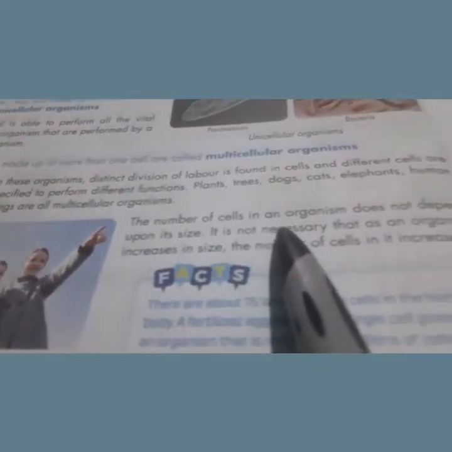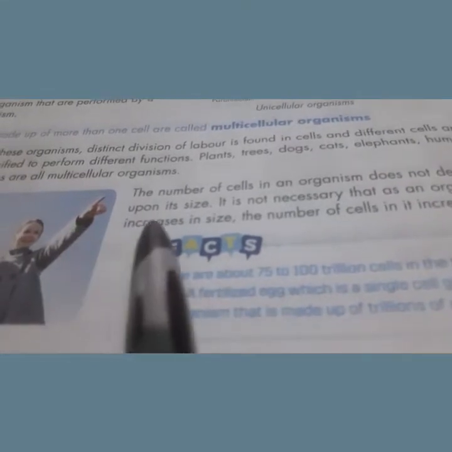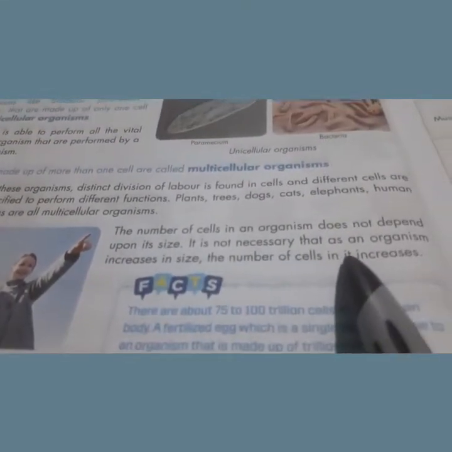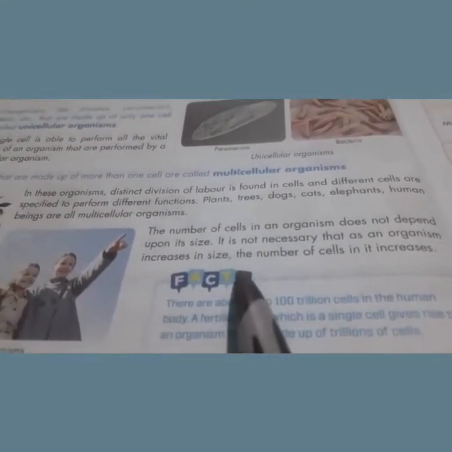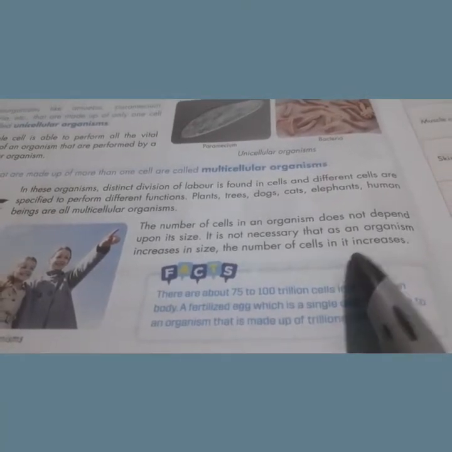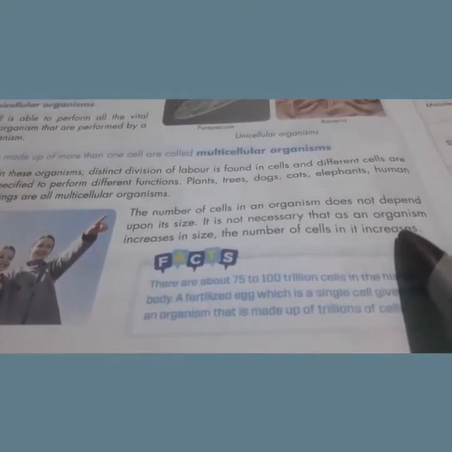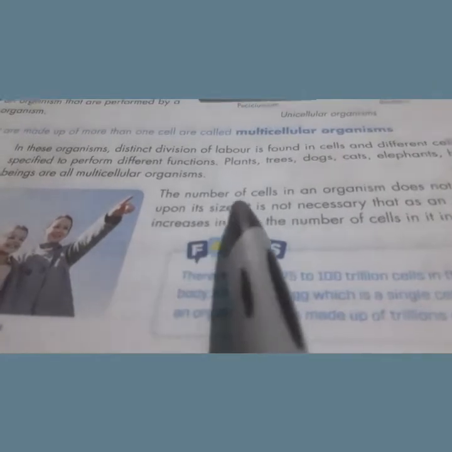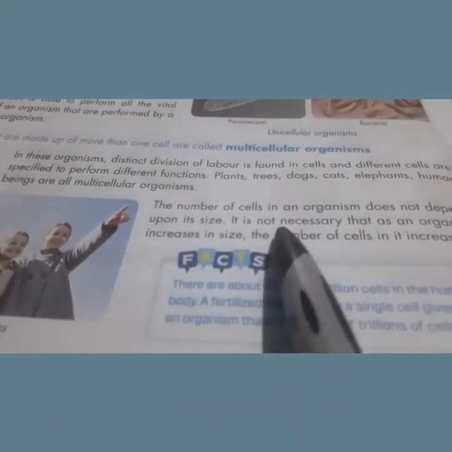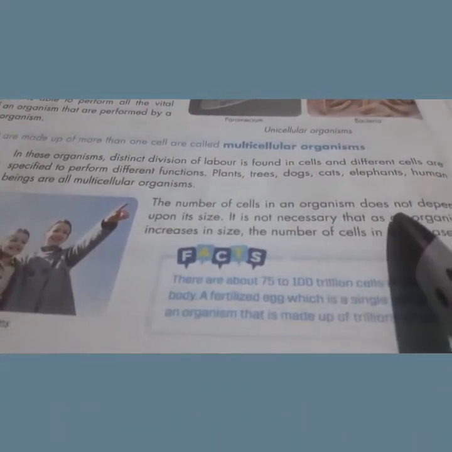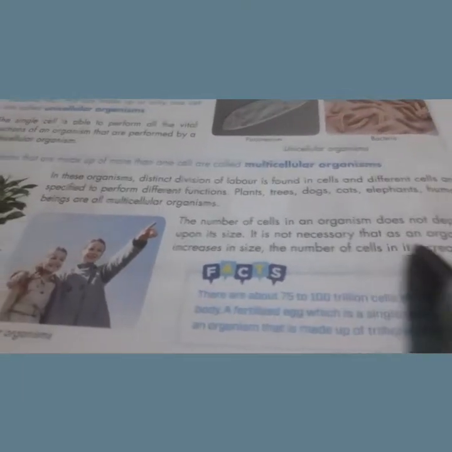The number of cells in an organism does not depend upon its size. It is not necessary that as an organism increases in size, the number of cells in it increases. So you can see it is not necessary that the number of cells increases as the organism's growth or body increases.